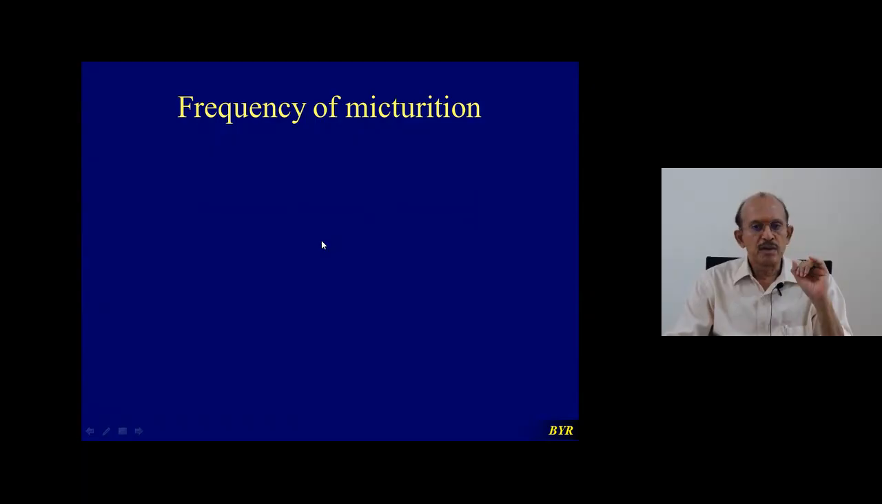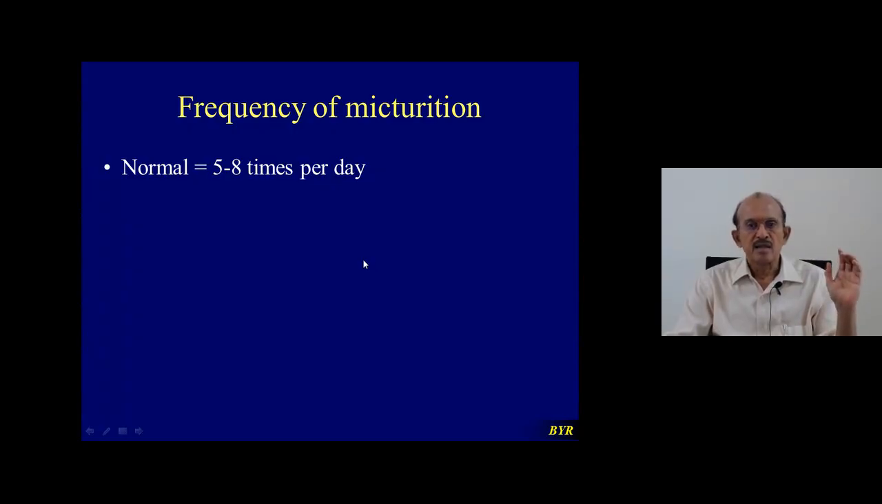Then frequency of micturition. Normally, a person passes urine 5 to 8 times per day. That depends upon the amount of fluid intake and also the season, whether it is summer or winter. In winter, because of the cold environment, there is less sweating and insensible perspiration. Because less water is excreted through the skin, more water is excreted in the urine, so the patient passes urine more times during winter. In summer, the reverse happens. So it is between 5 to 8 times per day.